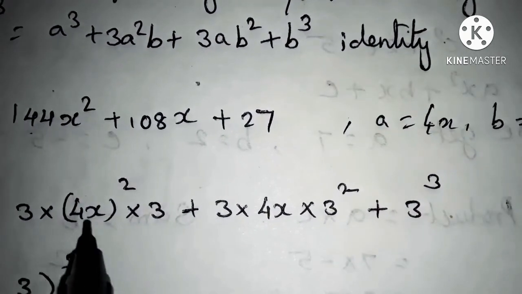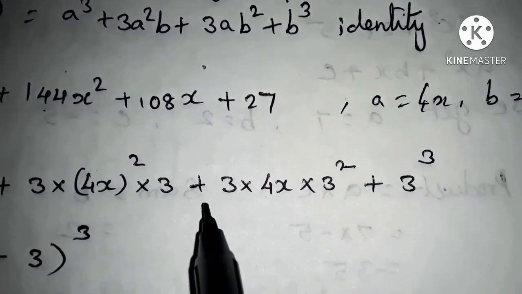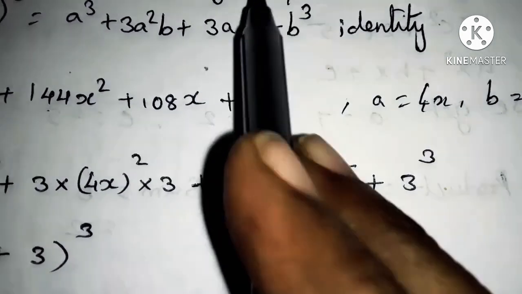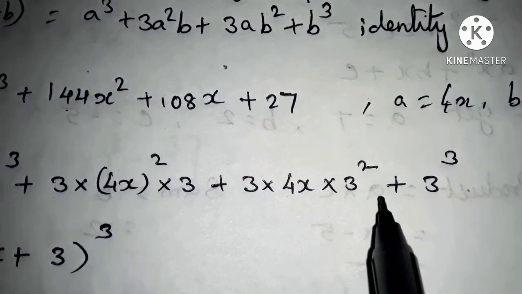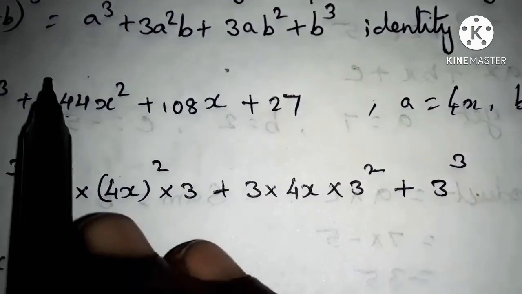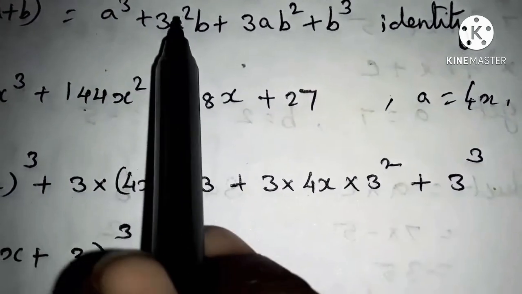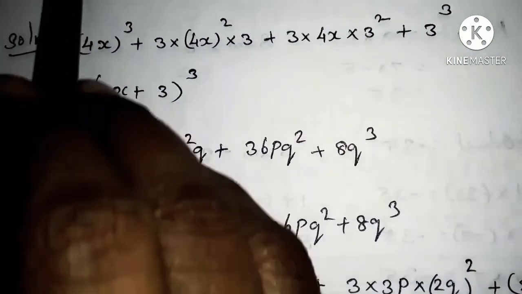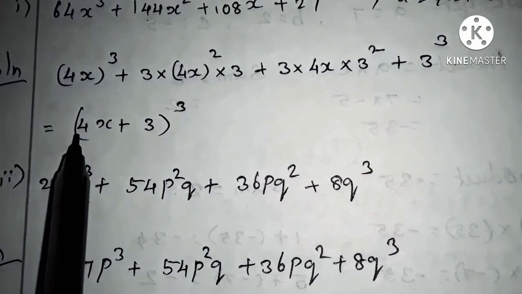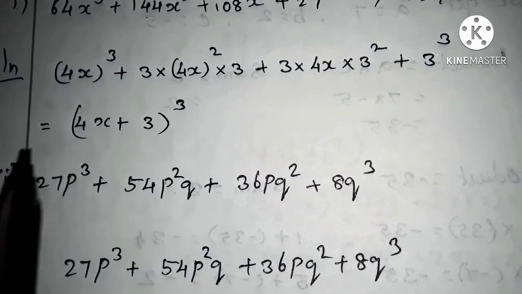Therefore 3 into 4x whole square into 3, plus next term is 3ab square. Therefore 3 into 4x into 3 square plus 3 cube. Now it is in the form of a cube plus 3a square b plus 3ab square plus b cube. So we can write it as a plus b whole cube, that is 4x plus 3 whole cube.